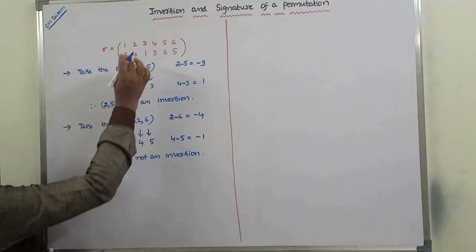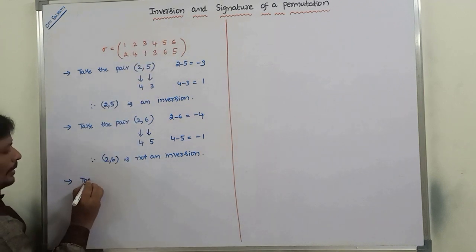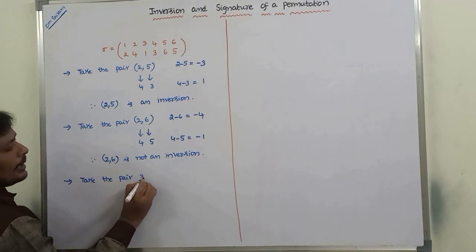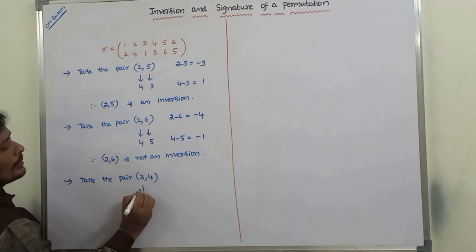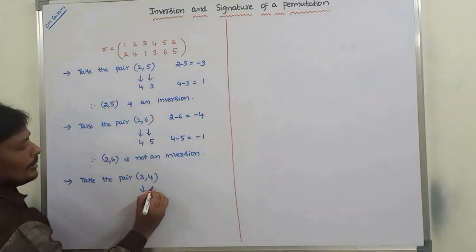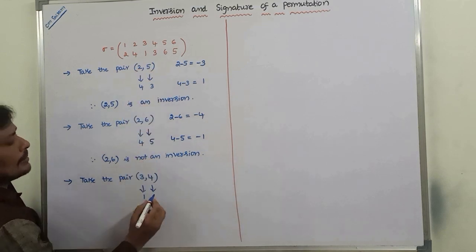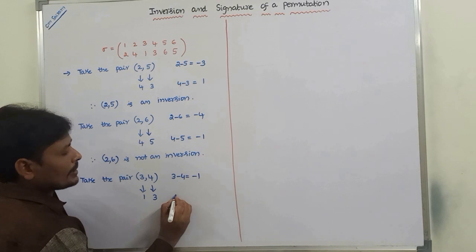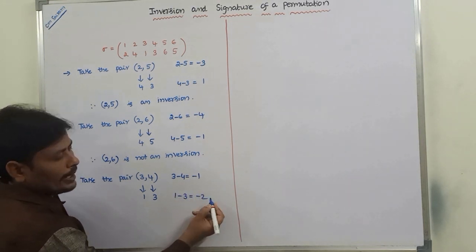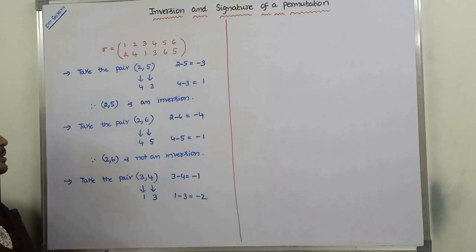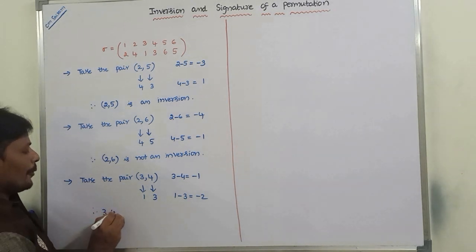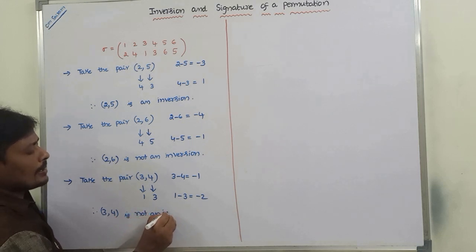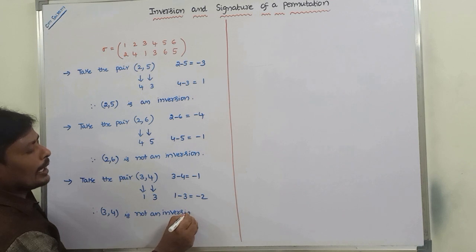Next we have to take the pair 3, 4. Okay. 3 image is 1 and 4 image is 3. Okay. So here the difference is 3 minus 4 is equal to minus 1. 1 minus 3 is equal to minus 2. Both are negative results. So therefore 3, 4 is not an inversion because 3, 4 is a regular pair.